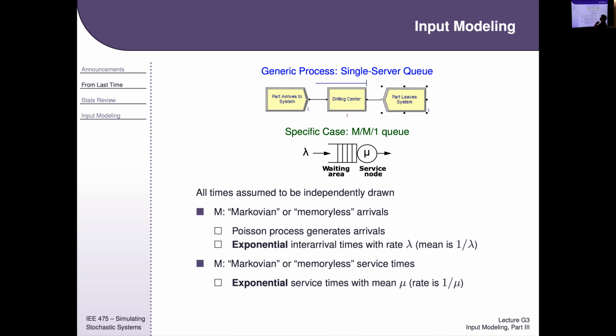And so you could imagine putting very different distributions in these 2 different boxes, and you would get very different outputs from this queuing node. So it's really important to get those input models right.